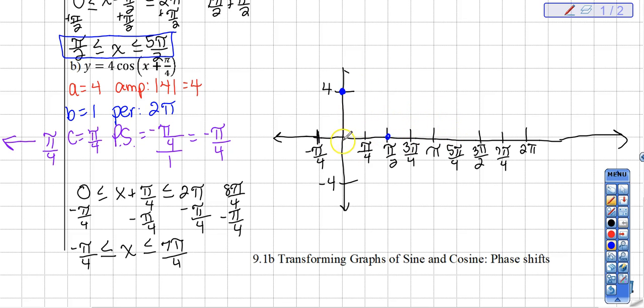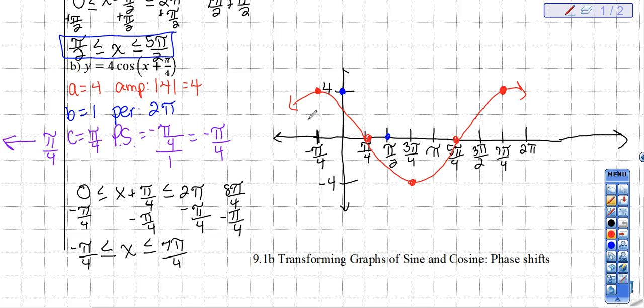But instead of starting at 0, 4, I'm going to grab my red pen here. I'm going to start at negative pi over 4, and I'm going to stop at 7 pi over 4. From this point, I'm just going to go right 2 and down 2, right 2 and down 2, and then go back up, right 2 and up 2, right 2 and up 2. And there you have your cosine function with an amplitude of 4 and a phase shift of negative pi over 4.